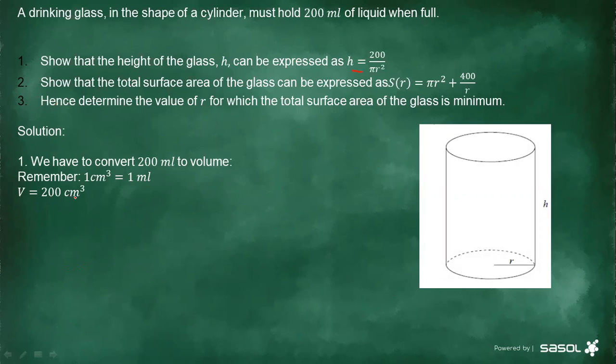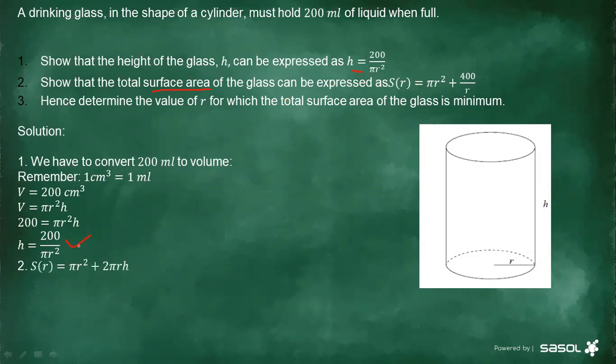Because we have the volume from the scenario, once we start answering this question, we write the formula for the volume of a cylinder. From there you substitute and make H the subject of the formula, and that is what we have. The second question says show that the total surface area of the glass can be written as this.